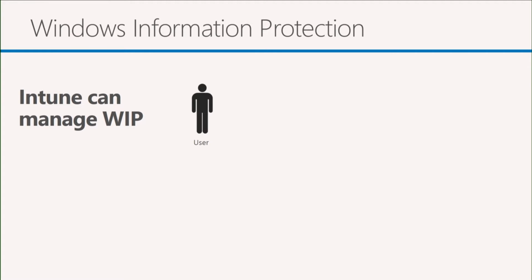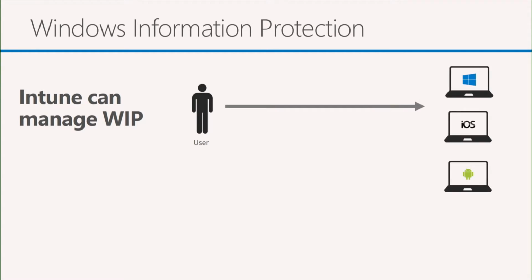I wanted to get ahead of a question that I often get about Windows Information Protection, and that is, how is this related to the Intune walled garden? And what about Intune anyway? So Windows Information Protection can be managed by Intune, just like it manages iOS and Android devices in their so-called walled garden.